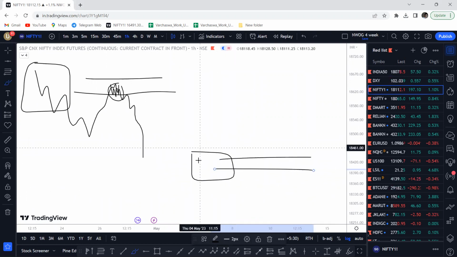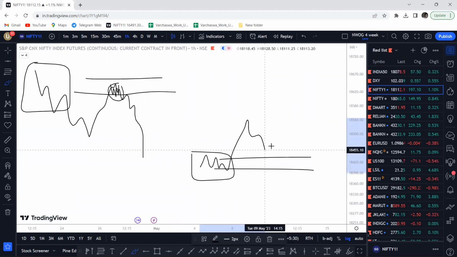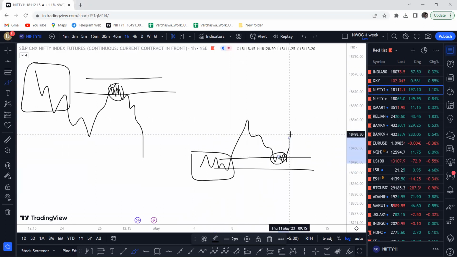Now the same way, look at this demand zone. The price breaks out and comes back here. If you identify a contraction right here, it may go in your favor because the context is bullish. So you need to focus on the context of where the prices are.